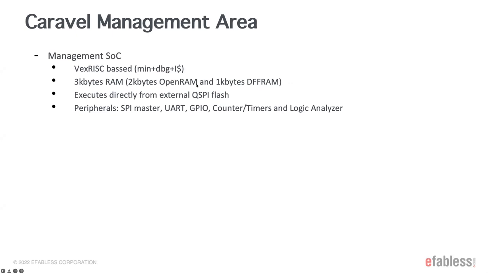Also, we have 3 kilobytes of RAM. These are provided as 3 kilobytes of OpenRAM, which are two macros generated by the OpenRAM open source memory compiler. And also we have 1 kilobyte of DFF RAM, which is another compiler that uses standard cells to generate RAM macros, compared to the SRAM cells used by the OpenRAM compiler, which are smaller.